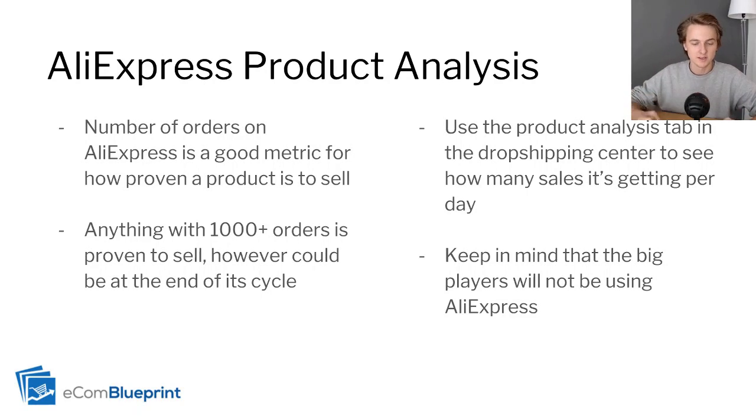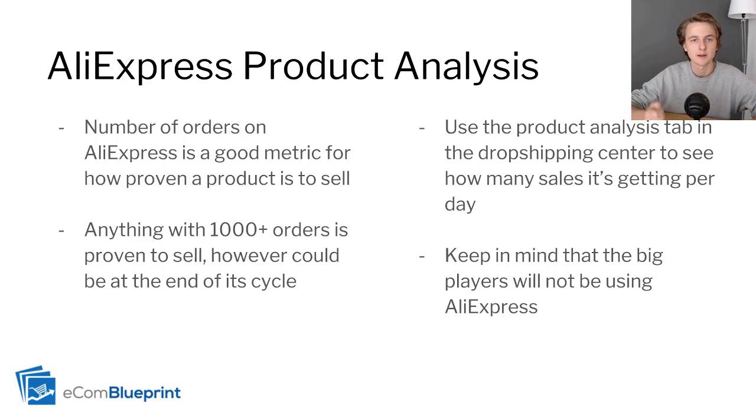Another way that you can validate a product is with AliExpress product analysis. So just the number of orders on AliExpress is a good metric for how proven a product is to sell. So for example, the posture corrector product had 13,000 orders when I first looked at it. And so I knew that it was proven to sell essentially. Anything with 1,000 orders plus is proven to sell. However, that doesn't mean that it's at the start of a cycle, right? It could be at the end of the cycle.